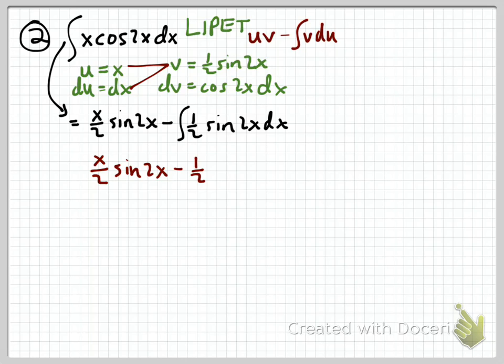Anyway, minus 1/2, and then the antiderivative of the sine is negative 1/2 cosine of 2x. Okay, so that cosine of 2x, where is it? X over 2 times sine 2x, that looks like e. Plus 1/4 cosine 2x, and don't forget the plus c. So minus 1/4, yeah, that's e. Next.